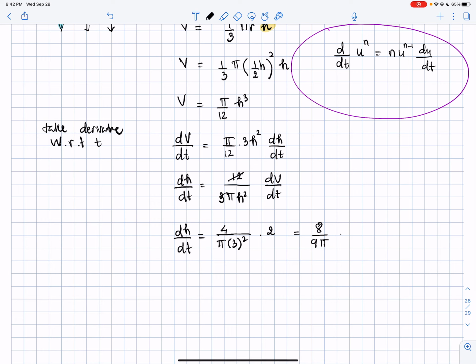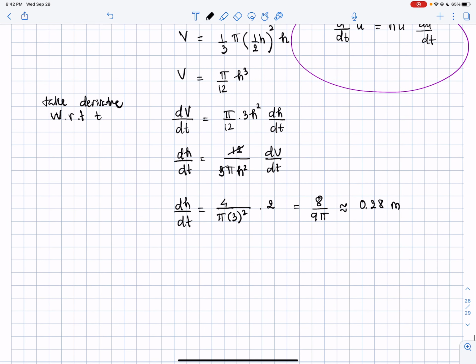Then you use a calculator, and you will get the answer 0.28. This is the height, so it is meters with respect to the time t, and the unit is minutes. The positive number means that every 1 minute, the height of the water will go up 0.28 meters.